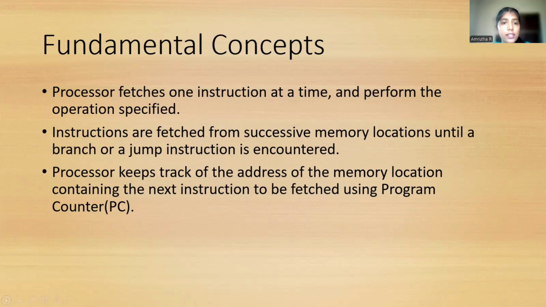Next, the processor keeps track of the address of the memory location containing the next instruction to be fetched using the program counter. Now the processor always knows what will be the next instruction that has to be executed, and that address will be stored in the program counter, which is PC, and the current instruction which is executing will be stored in IR, which is the instruction register.